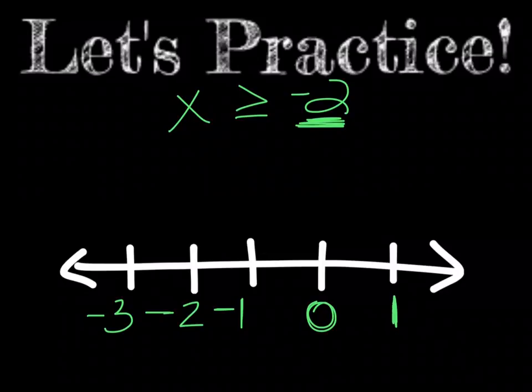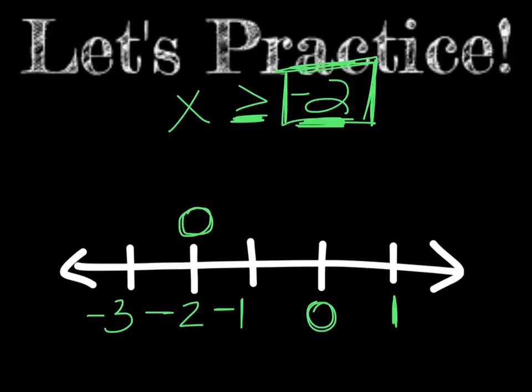Now I'm ready to graph. What number am I putting my circle over? Remember, we always go back and look at the problem. Good. We're looking at -2, okay? So I'm going to draw my circle over -2. But look at this sign. It has an equals bar in it.